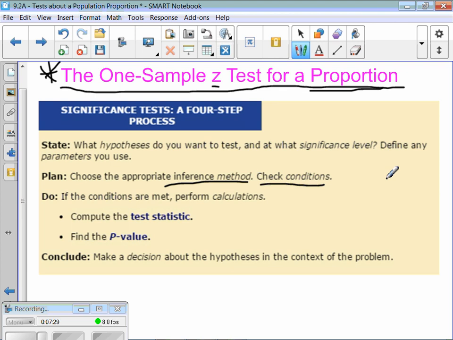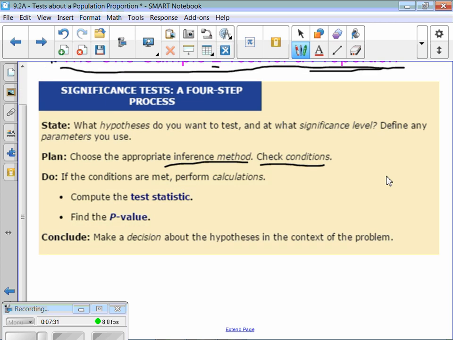And then if those conditions are met, you can perform the calculations. You're going to have to find the test statistic, in this case a z-score, and then find the p-value by normalcdf. And then make your conclusion, right? So do we reject the null hypothesis or fail to reject the null hypothesis? Do we have convincing evidence? And always in context, okay?